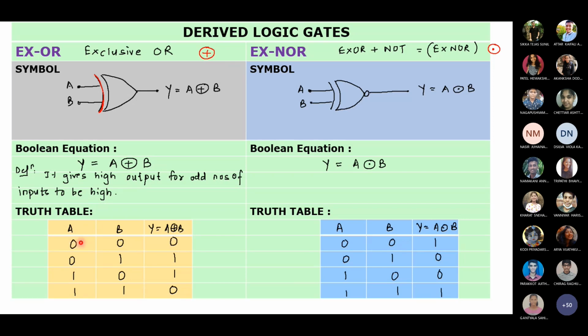So when we give inputs as 0, 0, no input is high, so output is 0. When we give inputs as 0, 1, a single input is high, so output is 1. When we give inputs as 1, 0, a single input is high, so output is high. When we give inputs as 1, 1, two inputs are high, so output is 0. So that becomes the output of XOR, 0, 1, 1, 0, for a 2 input XOR gate.